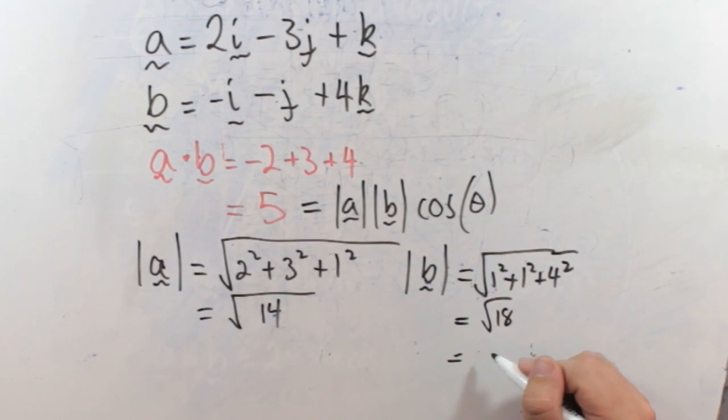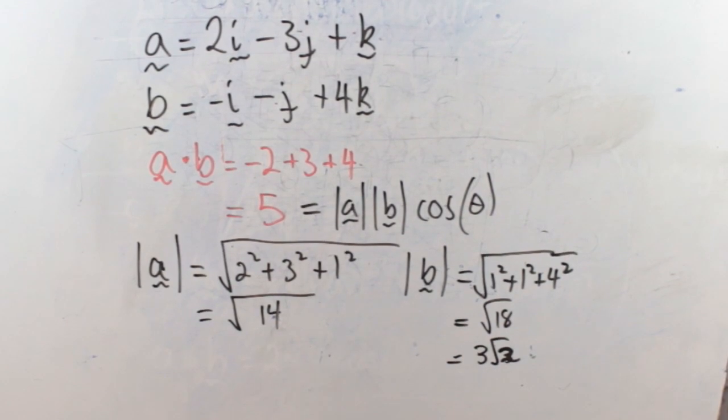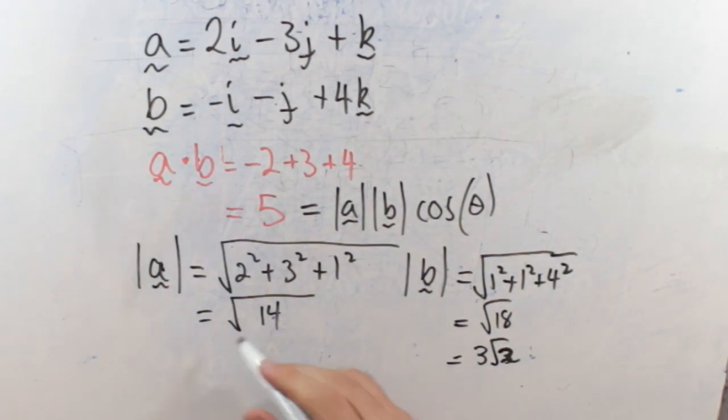Or if it takes your fancy, you could write 3 root 2. Oh, 3 root 2. Okay. Alright, so we've got the magnitudes. Let's find the angle. I've dropped my blue pen. I don't know where it's gone. Oh well, not to worry.